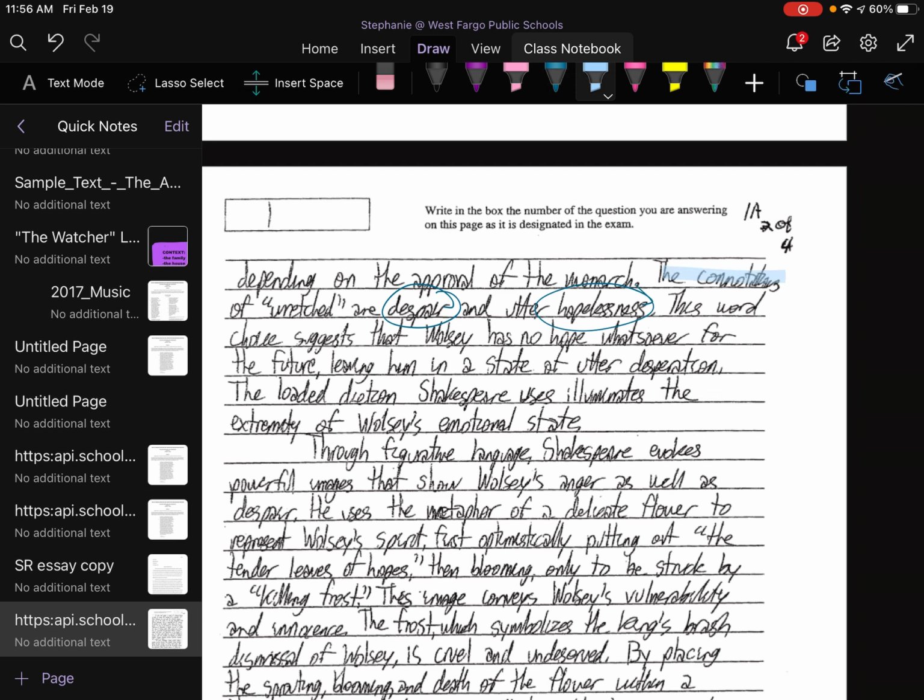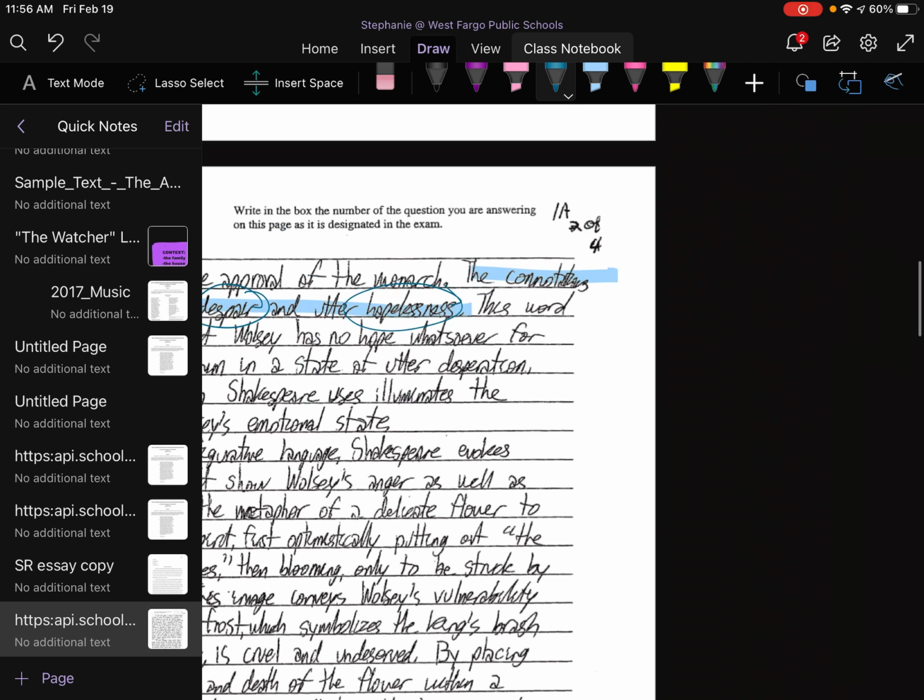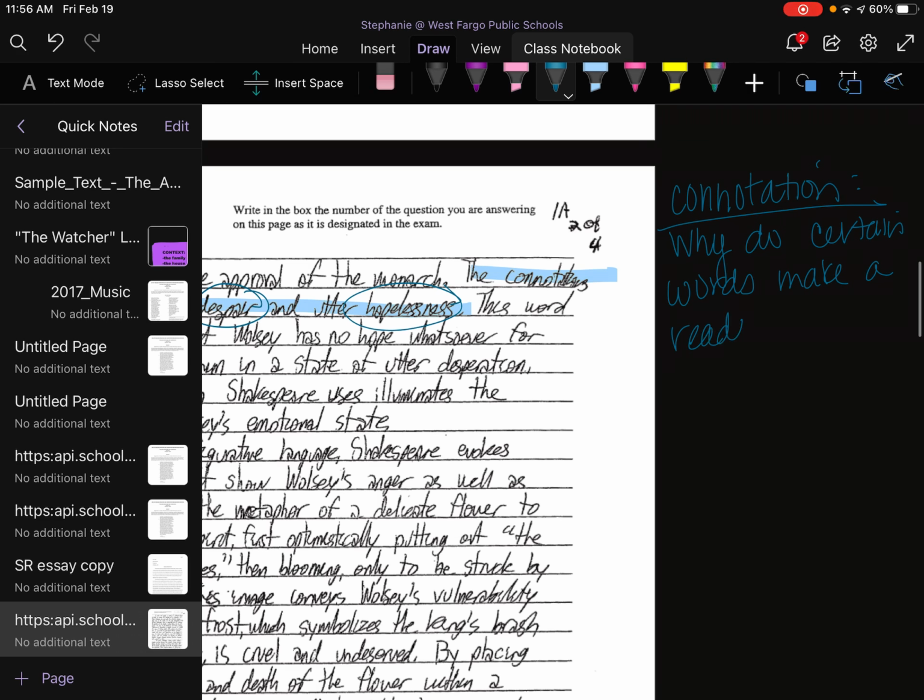Again, they did the same thing. They didn't just give me the example. They explained why, when they're talking about connotation. He says the word connotation, but really what he's telling me is why do certain words make a reader feel a certain way.